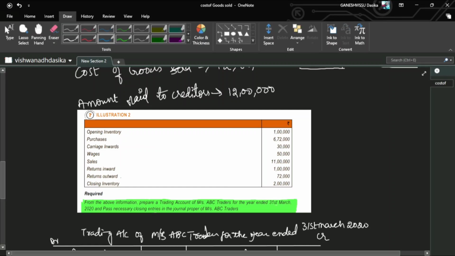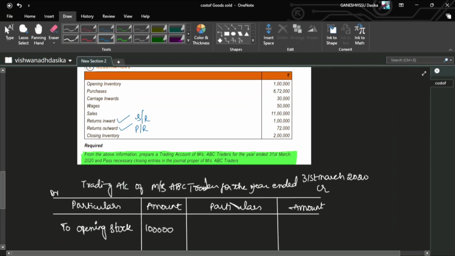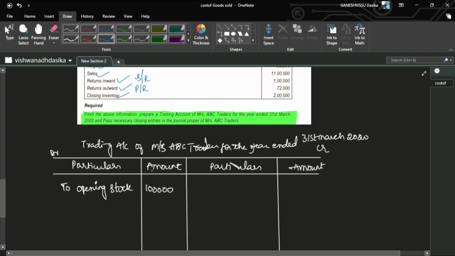Written inwards we are having, and written outputs also we are having. Written inwards is nothing but sales returns. Written outwards means purchase returns. And also we are having the closing stock. Wages we are having, carriage inwards, okay. Purchases, opening stock, and closing stock is also provided. Very simple and easy to prepare.